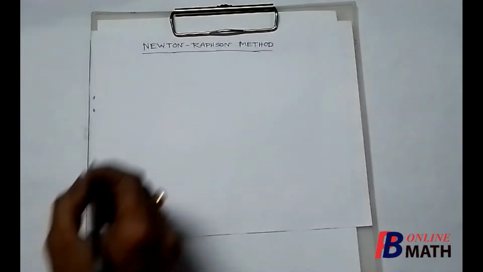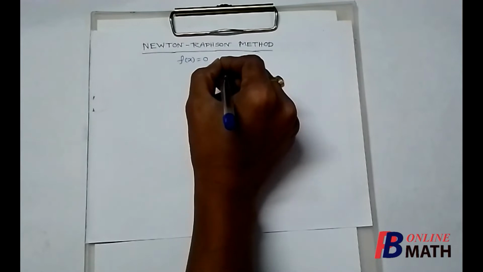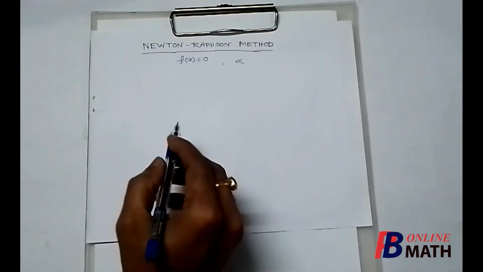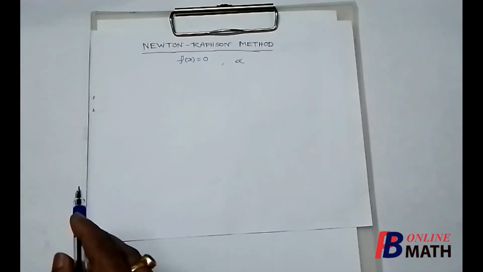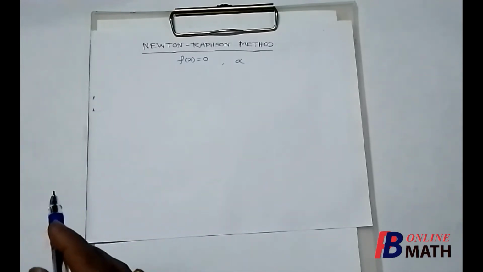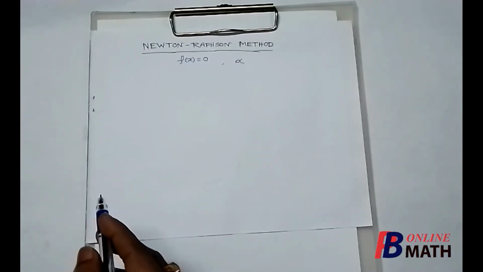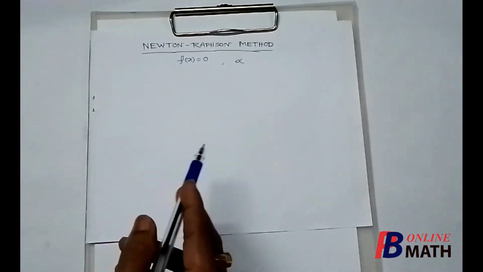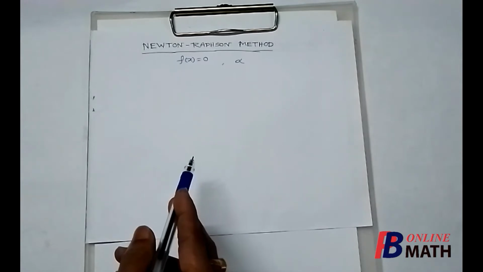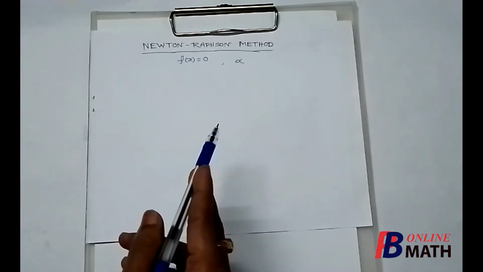So let us consider this transcendental equation f(x) = 0, and suppose alpha is the exact real root of this equation f(x) = 0. Since these are iteration methods, initially we assume some real root that will be the first approximation of the exact real root alpha, and then using this method we shall get successive iterations or successive approximations of the exact root alpha.